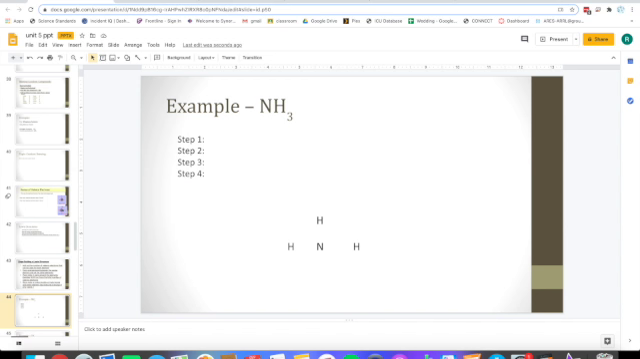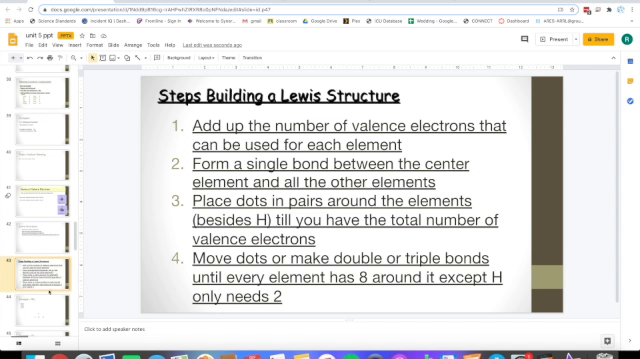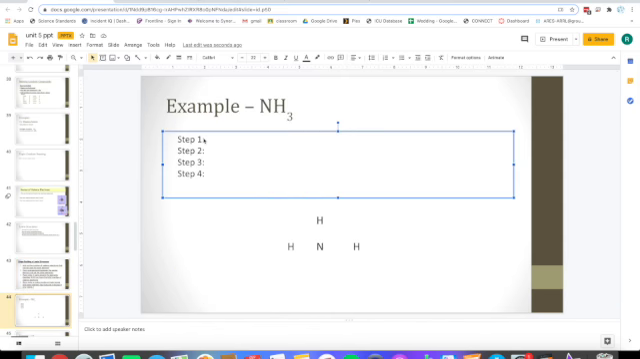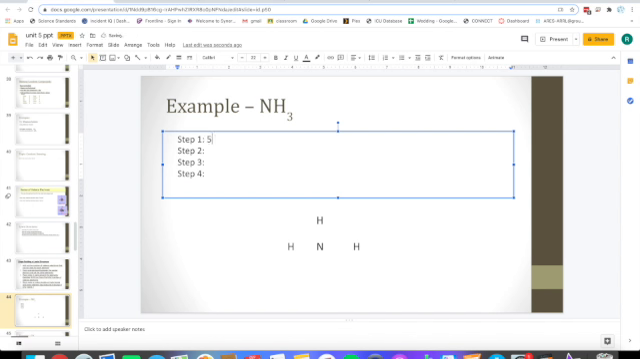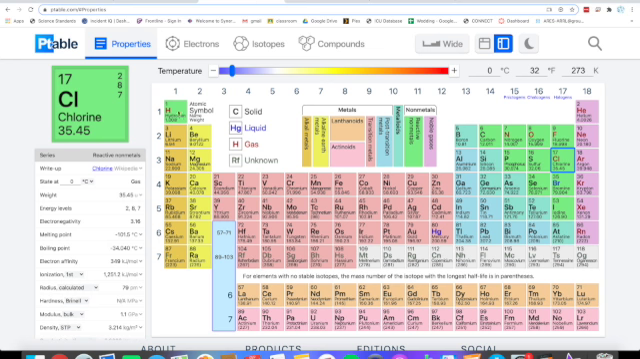Our first example is going to be NH3. I will always have it drawn out just like this right here at the bottom, so you know where the element should be located. So if we look at our step 1, add up the number of valence electrons that can be used. So here we have NH3. We look at our periodic table for N, which is right here, which has 1, 2, 3, 4, 5 valence electrons. 5. And then we'll look at hydrogen, which is right here, only has 1.